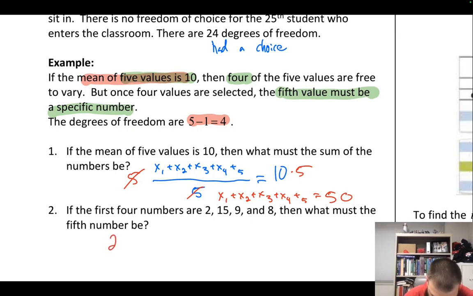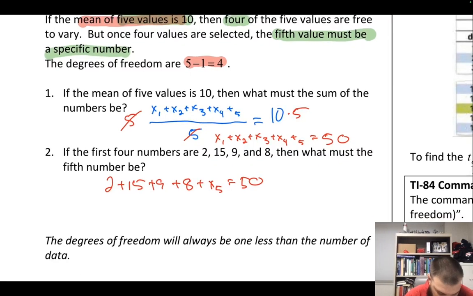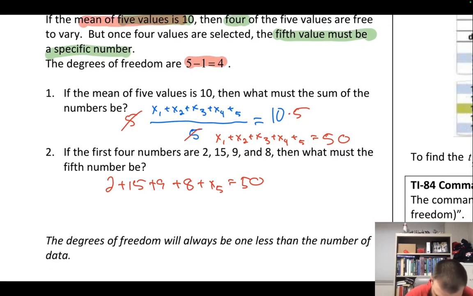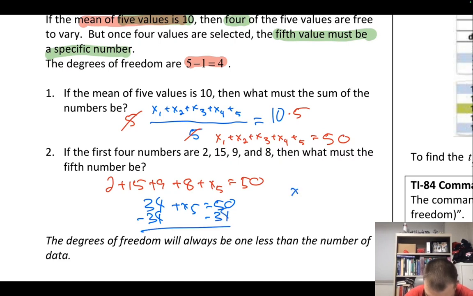Well, substituting those in, we can then solve. Adding those together, we get 34. Subtract. And our 5th number is then 16.